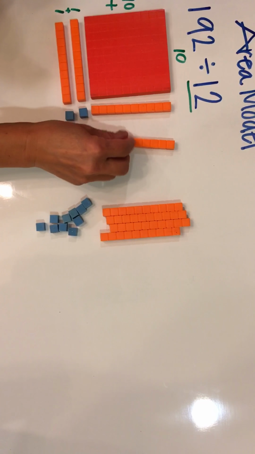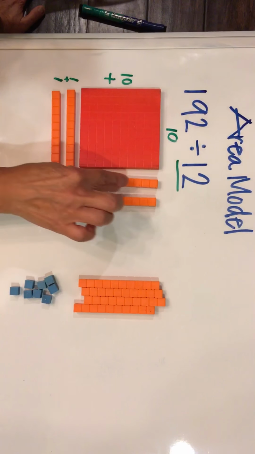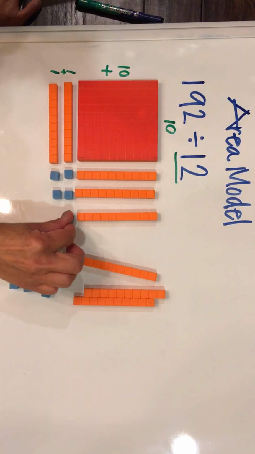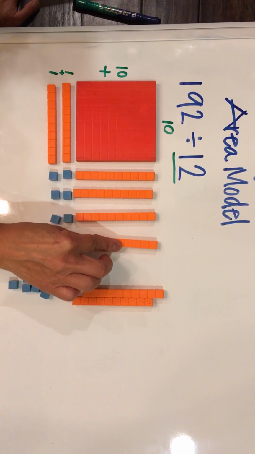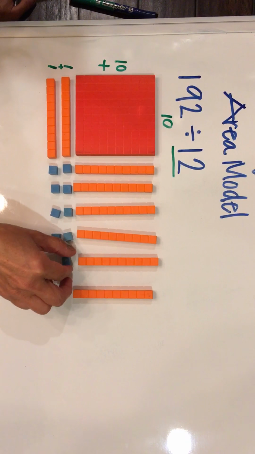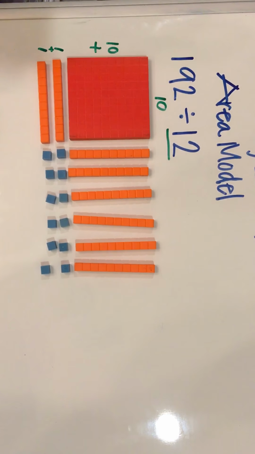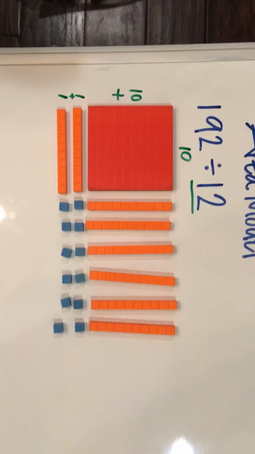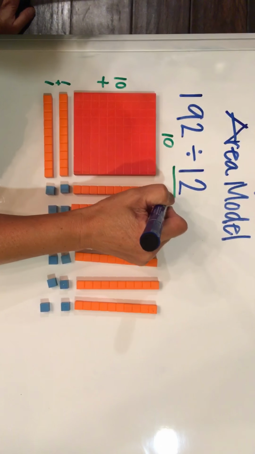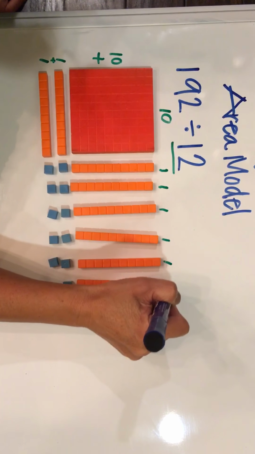So now I am able to break them into separate sets again. So there is one group of 12, another group of 12, the third group of 12, fourth group of 12, 5 groups of 12, and 6 groups of 12. And all my cubes, all my blocks are gone. So that means, how am I going to find my quotient? There's 1, another 1, another 1, another 1, another 1, another 1.